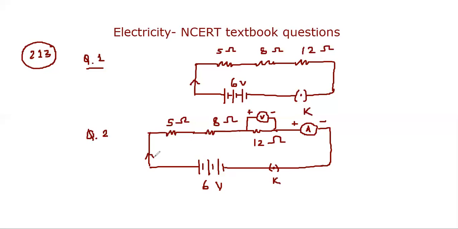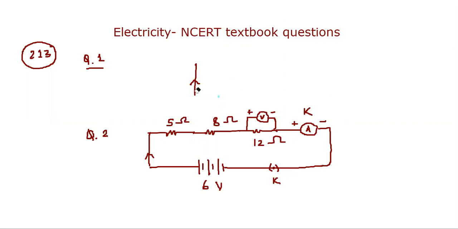Current is flowing. Now, in this question, we have to find out what is the value of current and what is reading of voltmeter. So for this, we can calculate total resistance of the circuit, and then we can find the current. So total resistance, all 3 resistances are in series. So R series will be equal to 5 plus 8 plus 12 equal to 25 ohm.